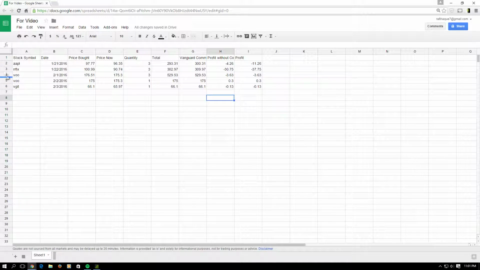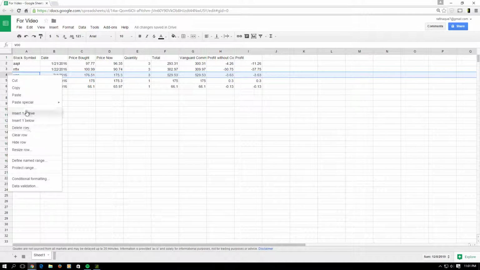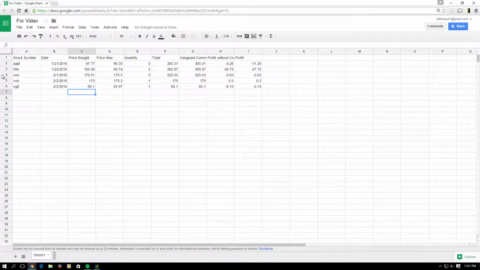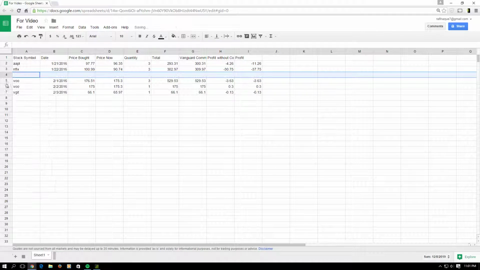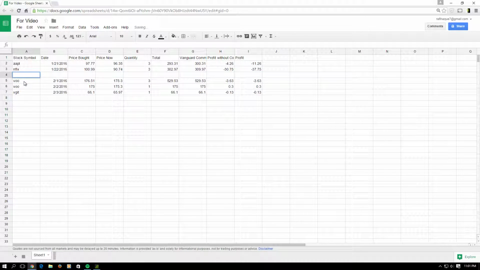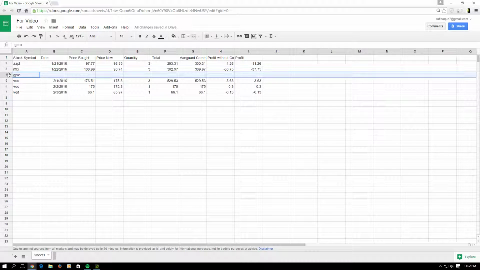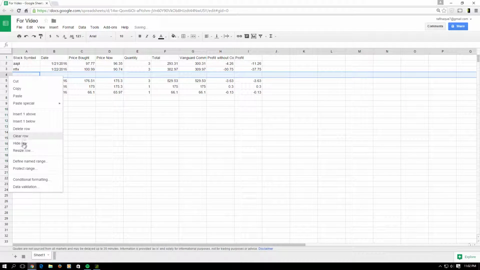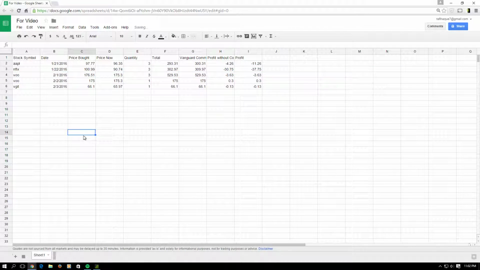So if I want to add, let's say, GoPro, what I would do is insert 1 row above, and then put GoPro, and then put whatever the date is, and I can just drag this in. But if it's a Vanguard fund, then I would have it underneath this. But if it's just a regular stock, then I would have it there. So let's delete that. Let's see if I can delete row. There it is. Okay.